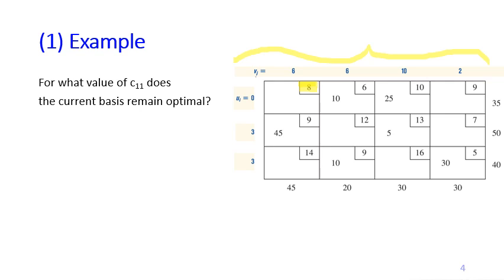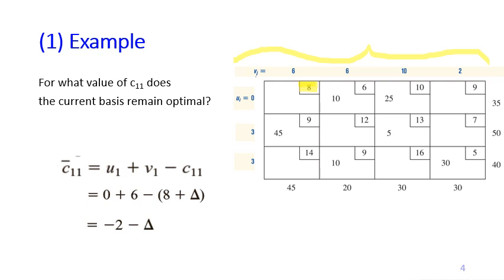The thing that you need to do is recalculate the C11 hat. Remember that the ones with the hat mean the coefficients of that variable in row 0 of the simplex table, if you make an analogy with the simplex table. So the one with the hat is the coefficient of this variable in the simplex table. C11 without the hat is the original cost of transporting from supply point 1 to demand point 1. So we recalculate this.